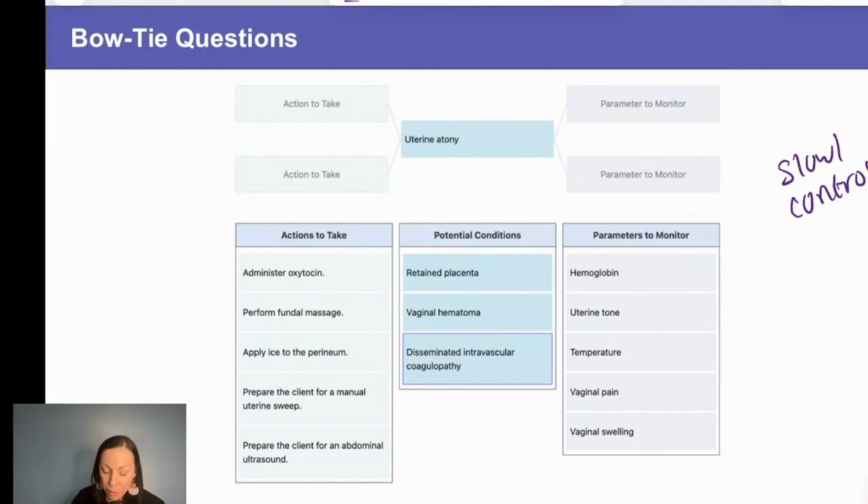And then the last one, prepare the client for an abdominal ultrasound. So this is done when we can't figure out where the bleeding is coming from. If they need to take an ultrasound, take a look to see, are there retained fragments in there, or what exactly is going on? So that is not needed for this client either. It's not going to help slow or control her bleeding.